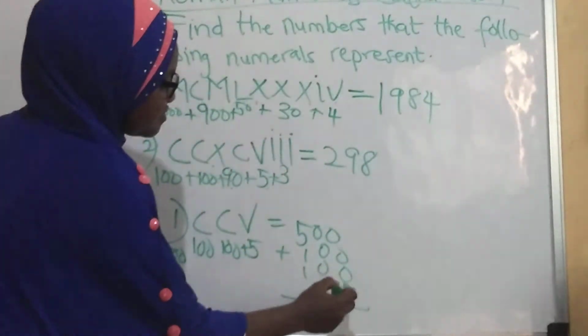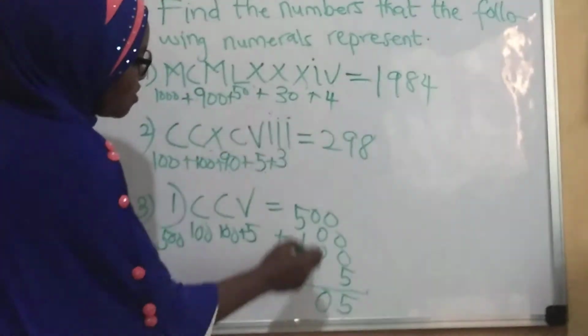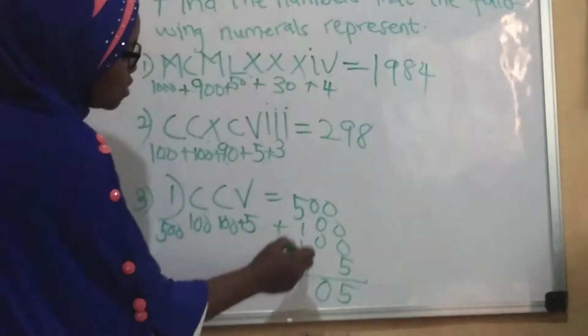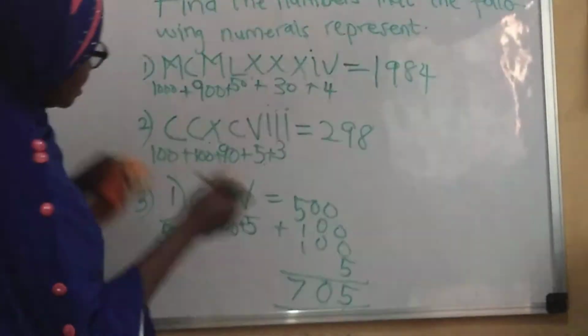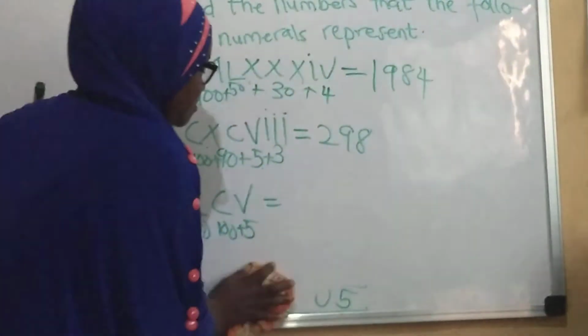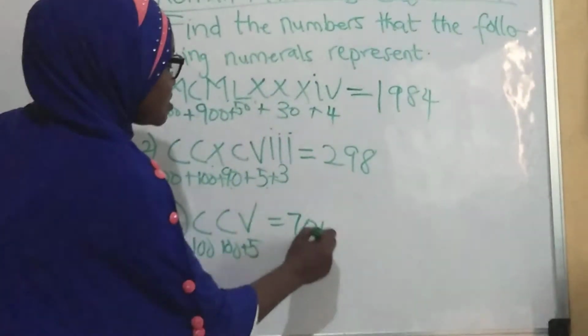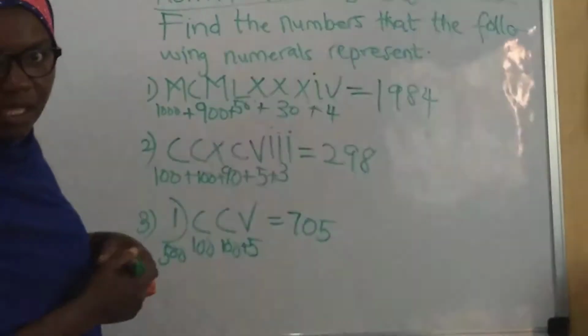0 plus 0 plus 5 is what? 5. 0 plus 0 plus 0 is what? 0. 5 plus 1, 6. 6 plus 1, 7. So my answer is what? 705. We have 705. Is that clear? All right.